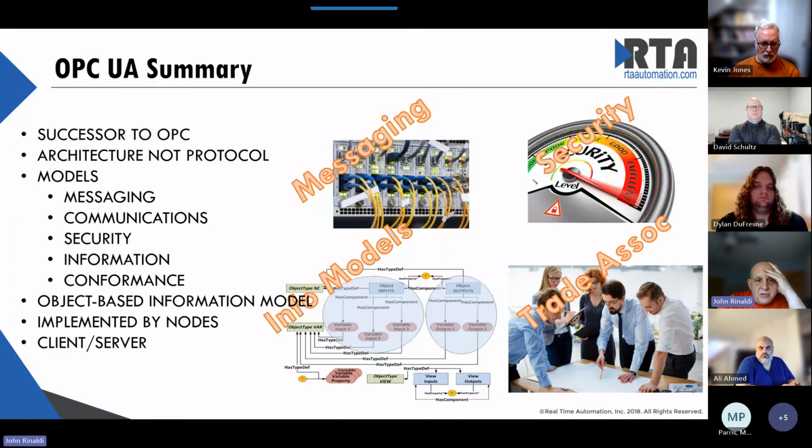So it's kind of the summary of OPC UA. Here's the things I want you to take away with this. It's a successor to OPC. It's a whole architecture. It's not a protocol. There's different kinds of models: the messaging model, communications model, security, information, conformance, so all these different things. And these pieces can be interchanged and swapped out for better ones. It's object-based, and it's implemented by nodes. It's traditionally client server with some publish subscribe capabilities that aren't that great. So that's kind of the conclusion of the OPC UA piece.